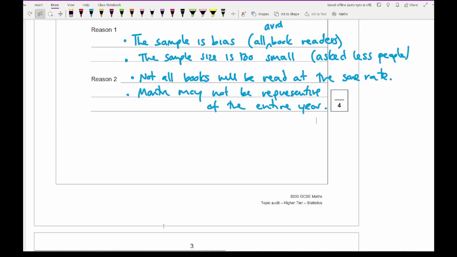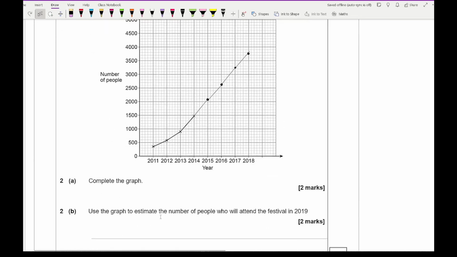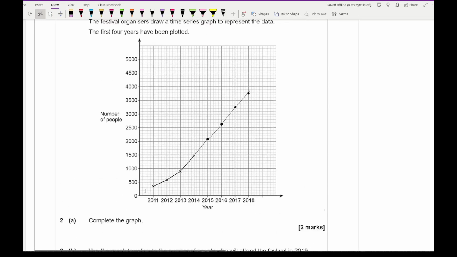Moving on to question 2, it says the music festival has taken place each year from 2011. The table shows the number of people who attended each year. The festival organisers draw a time series graph to represent the data. The first 4 years have been plotted, and it says for us to complete the graph. Now to save a bit of time, I've plotted the graph beforehand, so your graph should look something like this.